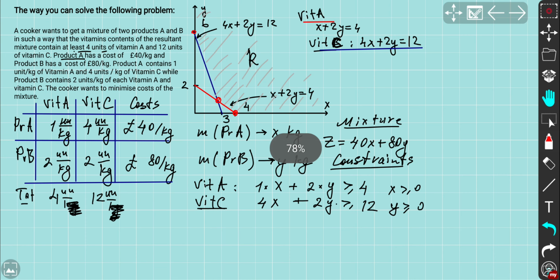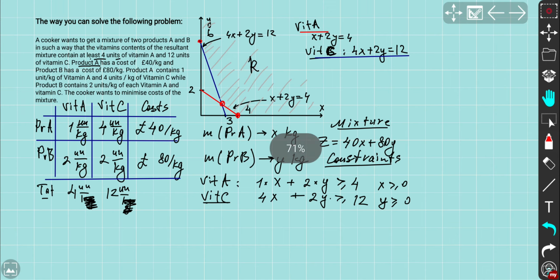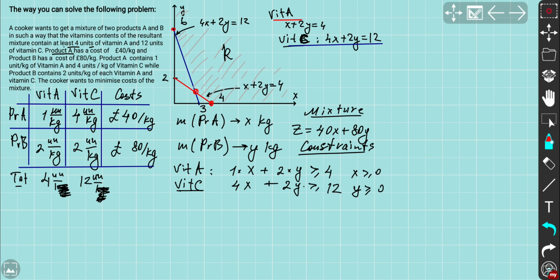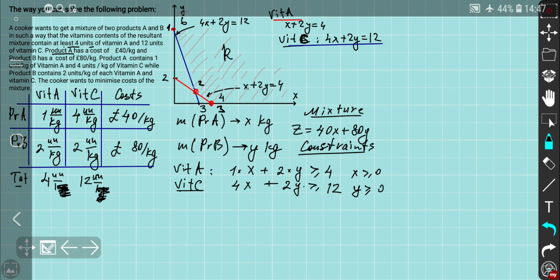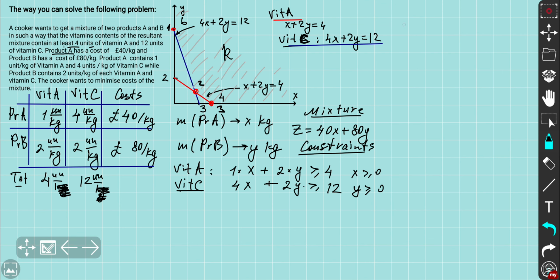Okay, so right now we set up the following vertices here, and I just enumerate them. That's going to be the first vertex, that's going to be the second one, and the third one. All right, so right now it's time to calculate the z value at the vertices. So vertex 1 has the coordinates 0, 6, and we're going to calculate the z value.